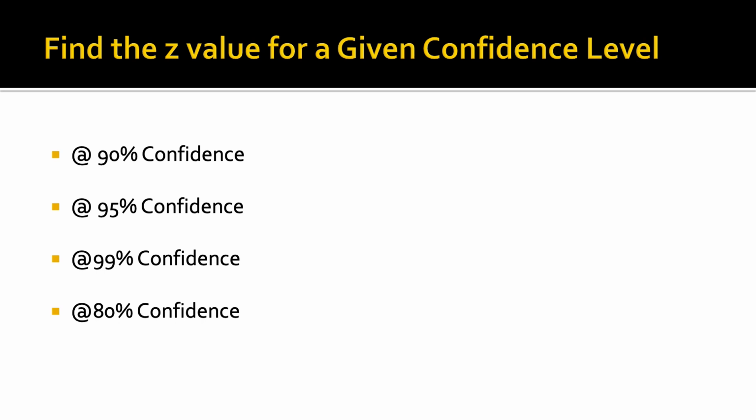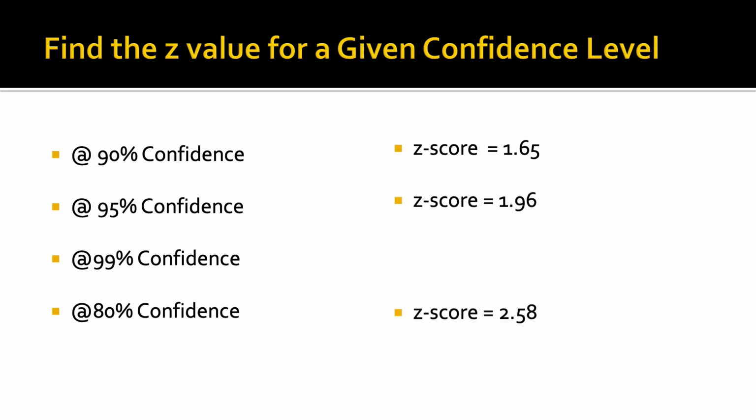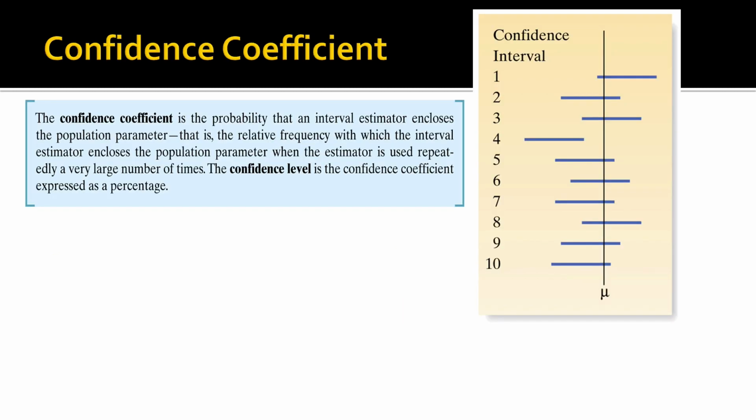Finding the z-value for a confidence level. There are 3 key values that you need to memorize that will make things very, very quick for you. For the 90% confidence interval, the z-score is 1.65, 95% is 1.96, 99% is 2.58, and 80% is 1.28. That confidence coefficient that we just estimated is the probability that an interval estimator encloses the population parameter.